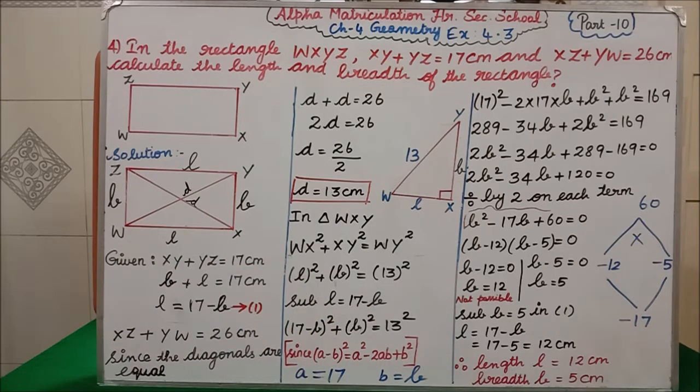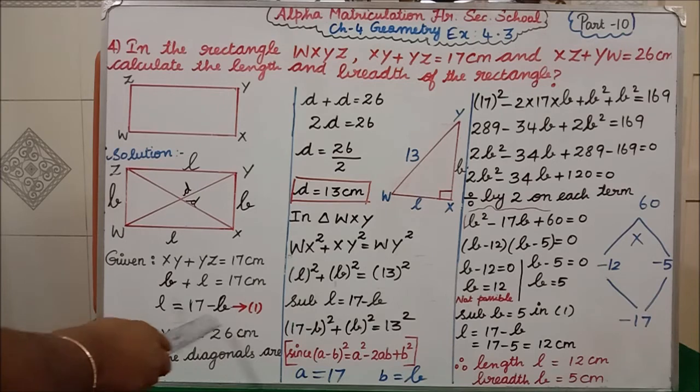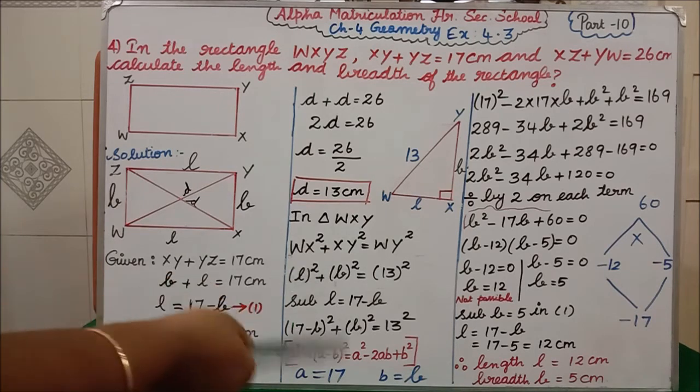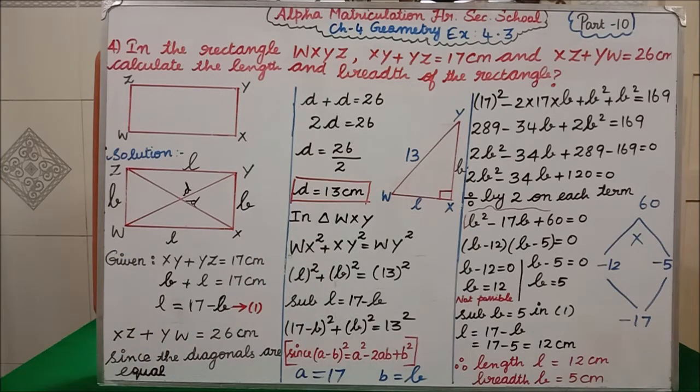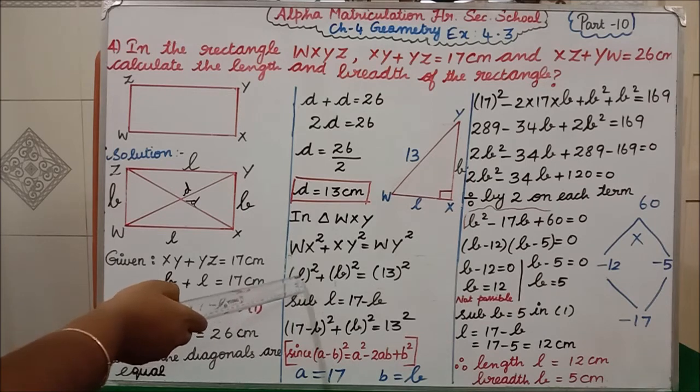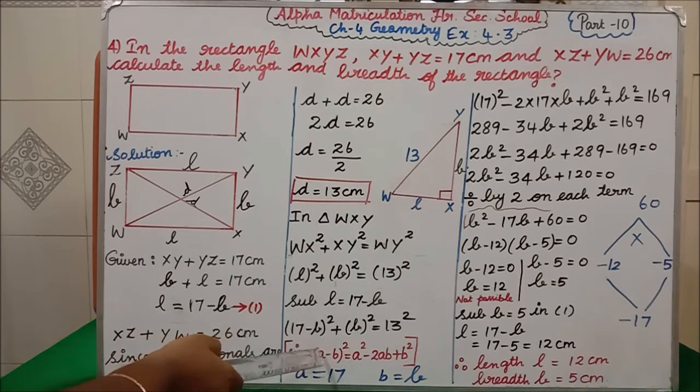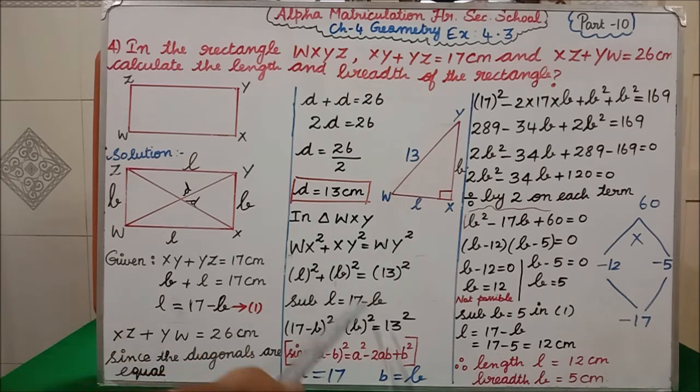Where are we substituting? In this one we are substituting. From equation 1 we are taking L equal to 17 minus B and substituting here. Now instead of L, I am writing 17 minus B the whole square. Can you understand? In the place of L I am writing 17 minus B the whole square. Then plus B square I am writing as such, equal to 13 the whole square.